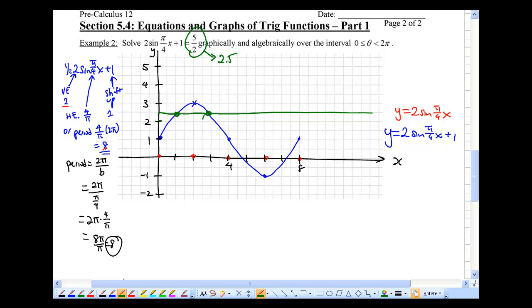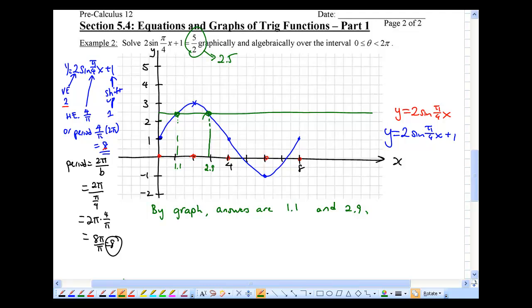I'm going to just estimate what they are in this case. Looks like it's almost 1, maybe a little bit past 1, maybe 1.1 as an estimate. This one seems to be pretty close to 3, let's go 2.9 as an estimate. So by the graph, I've estimated my answers to be 1.1 for x, and 2.9. And these, of course, are in radians.